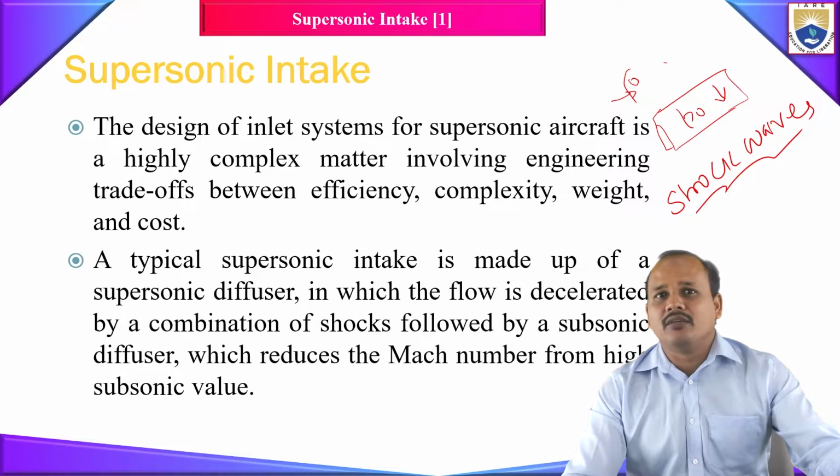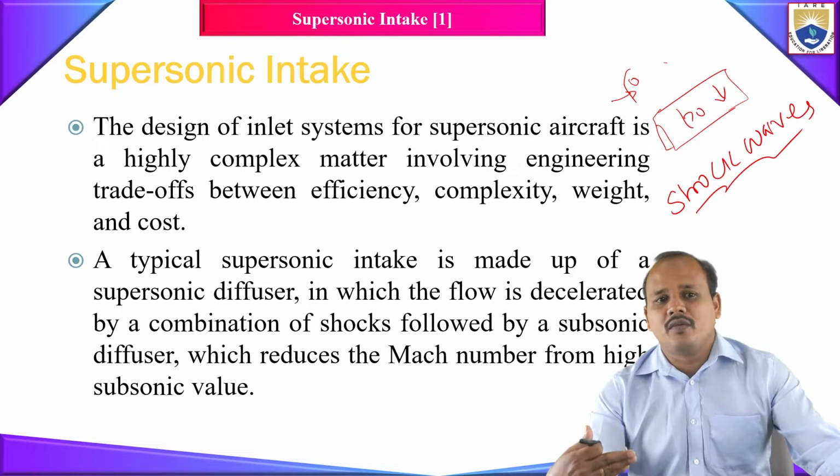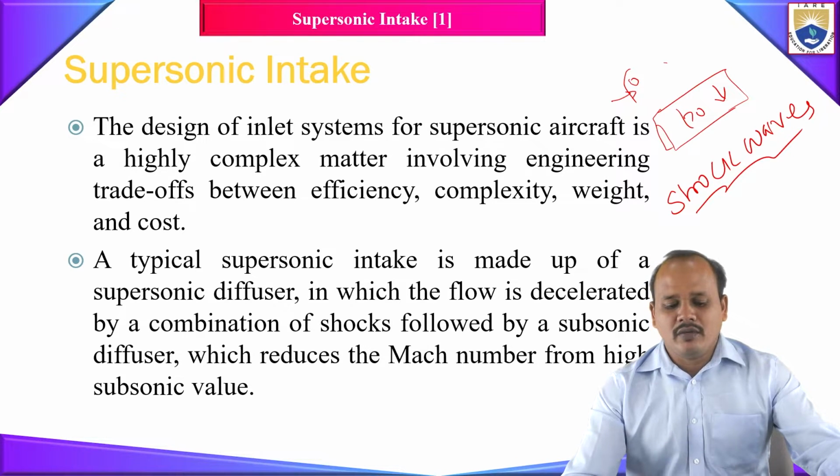Okay, that's how. In your subsonic intake, your flow will be directly decelerated, because the incoming flow is subsonic. When the flow enters the divergent section, what will happen? It will automatically decelerate. Whereas when a supersonic flow directly enters your divergent section, what will happen? Rather than deceleration, acceleration will occur. So before your flow enters the divergent section, we have to decrease the supersonic Mach number to a subsonic Mach number.